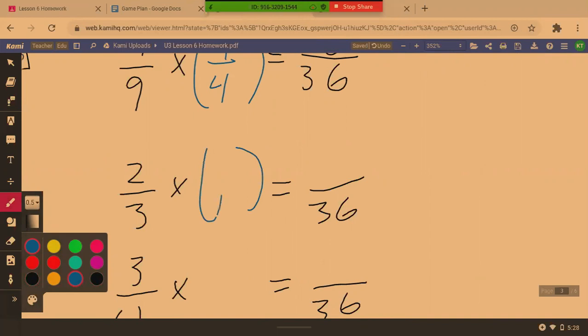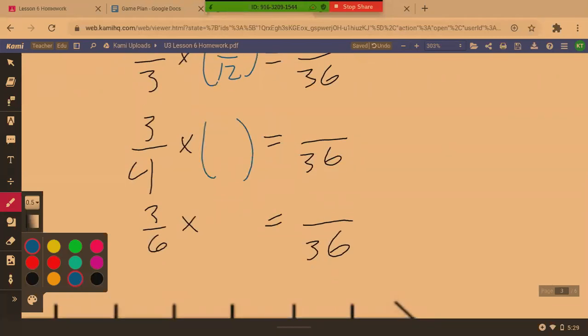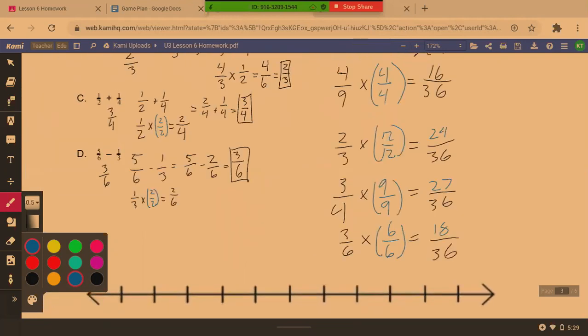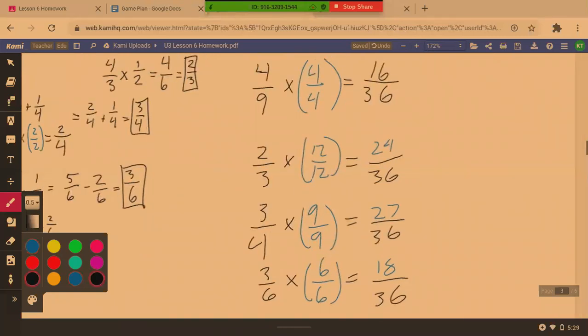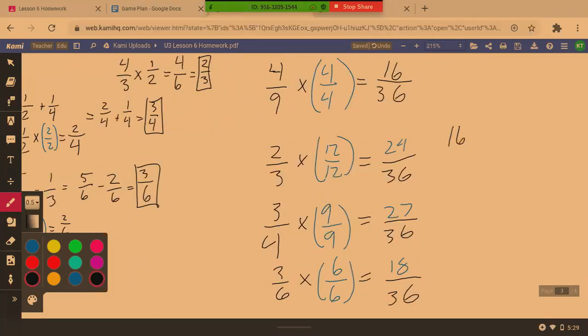3 times what equals 36? 12. And whatever I do to the bottom, I gotta do to the top. 2 times 12 equals 24. 4 times what equals 36? 9. 3 times 9, 27. 6 times what equals 36? 6. 3 times 6 is 18. I can now evenly compare these fractions. Let me write out these fractions here. So 16 over 36, and then 24, 27, and 18, all over 36.